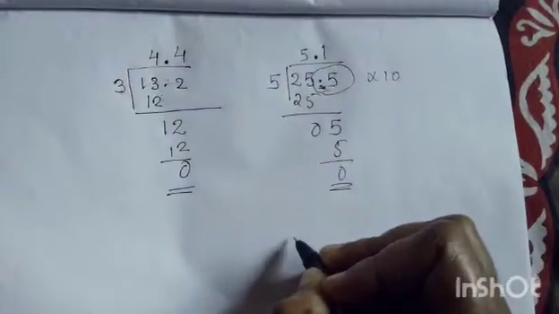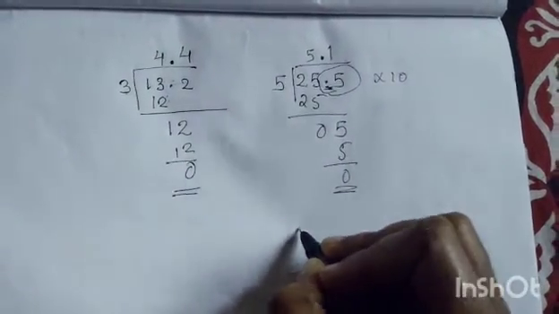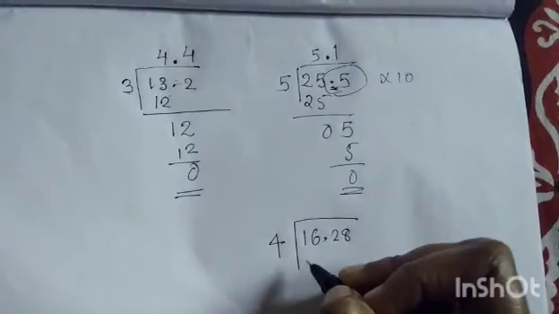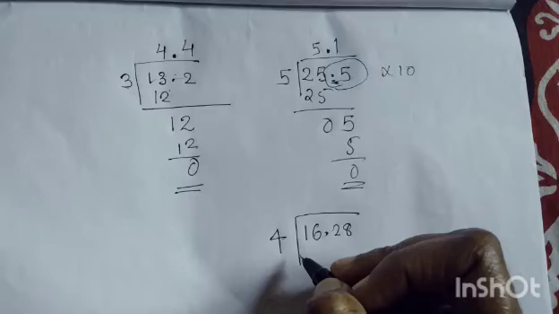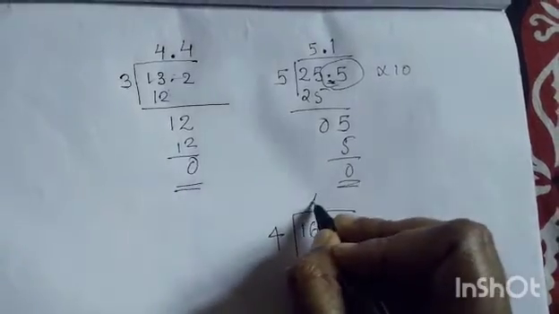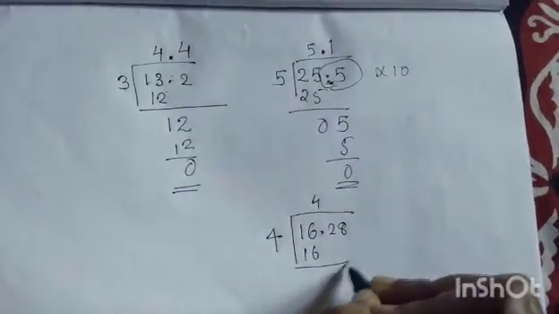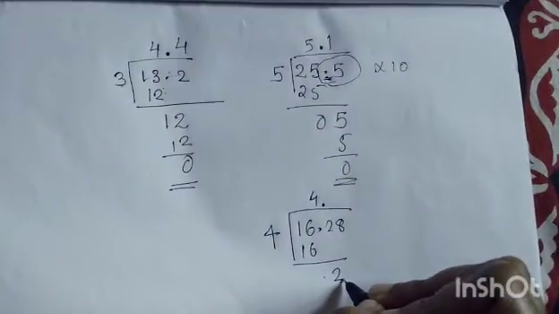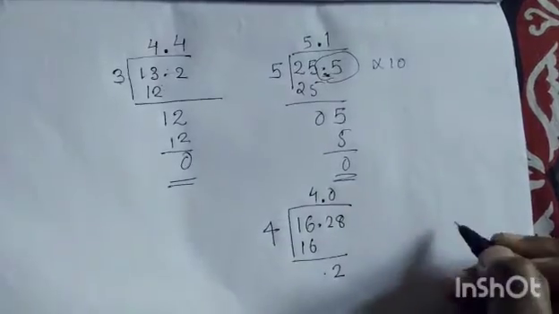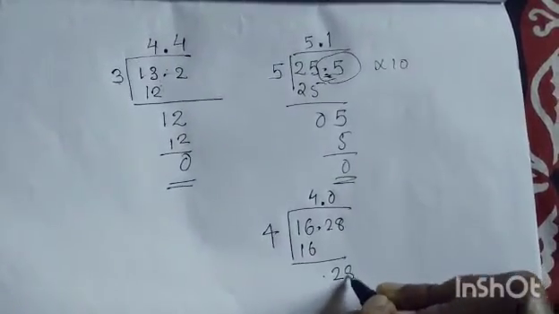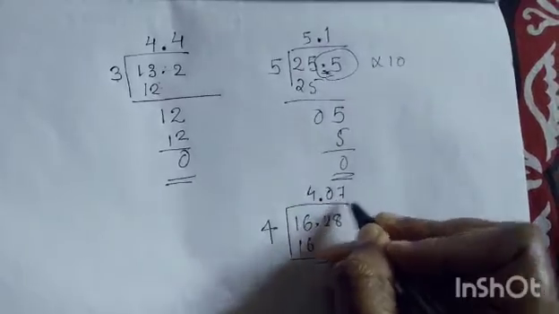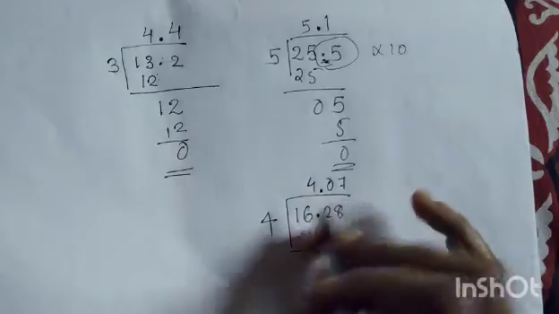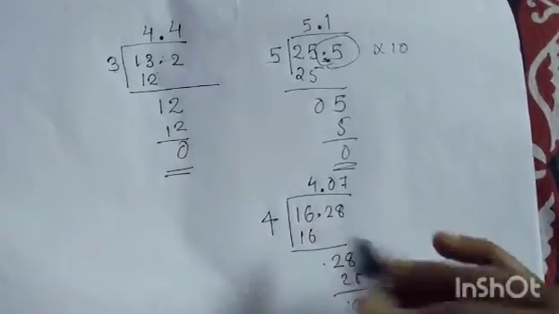Look at another problem. 4 people shared 16.28 kilograms of rice. Then we want to find out how much each gets. Here we know that 4 4s are 16. Point. Make the point here. 2 cannot be divided by 4, so 0. Again carry down the next number 8. 28. 7 4s are 28. The remainder is 0. So the answer is 4.07.